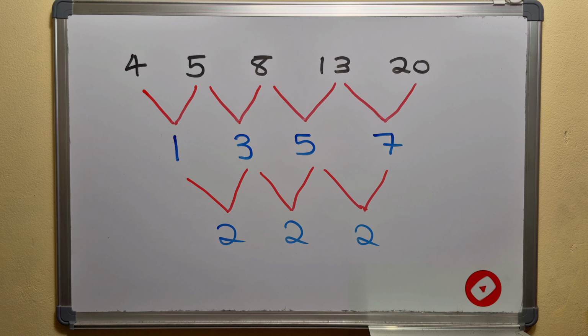So now that you have the value of y and the value of x, you can now write properly your first difference. 20 minus 13 is 7, 13 minus 8 is 5, 8 minus 5 is 3, and 5 minus 4 is 1.